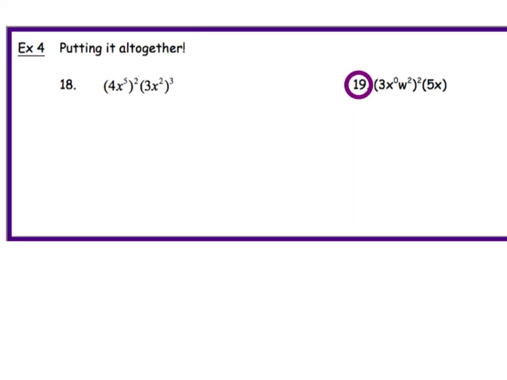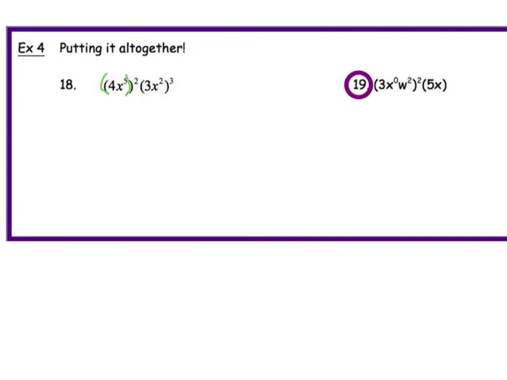All right, now we're going to kind of put it all together. So a lot of different things happening in these problems. So let's look at 18. Notice you got to always look at what kind of problem you have. I know it's multiplication, but I also notice that I have exponent to exponent. Okay, so let me deal with this first exponent to exponent.